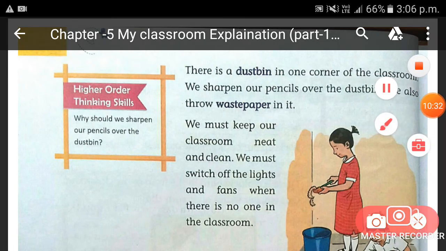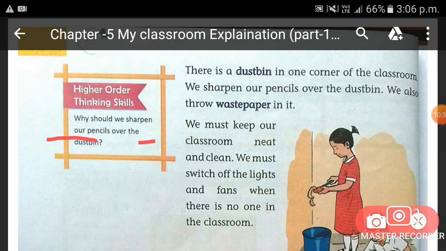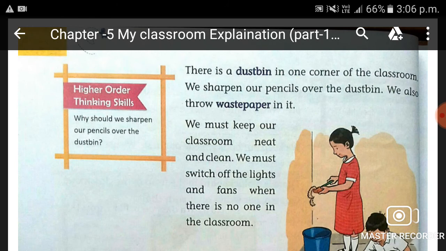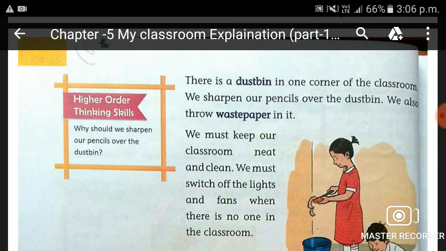Well, we should sharpen our pencils over the dustbin because by doing this we can keep our classroom neat and clean. And if we sharpen our pencils here and there in the classroom, then our classroom will become a very dirty place. It will not look nice, students, and it will become very unhygienic also. So that's why we should always sharpen our pencils over the dustbin, because this helps us to keep our classroom neat and clean. Okay, is that clear, students?